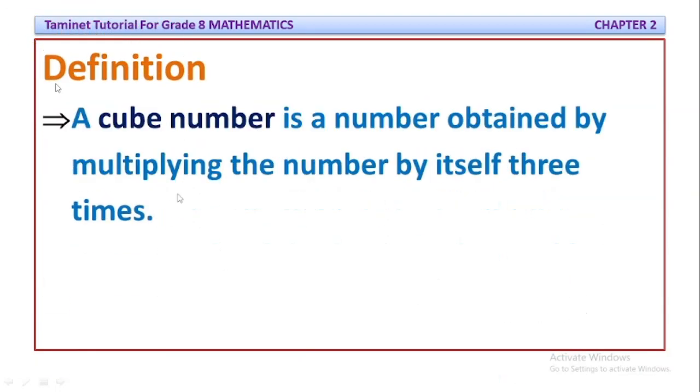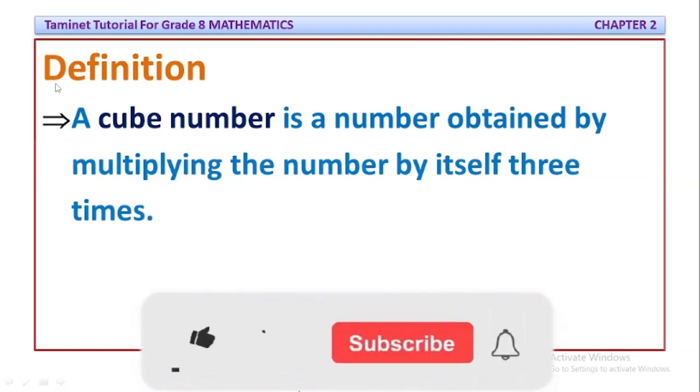Another definition: a cube number is a number obtained by multiplying the number by itself. How many times? 3 times. For squaring it is 2 times, but for cube, a given number is multiplied by itself 3 times.